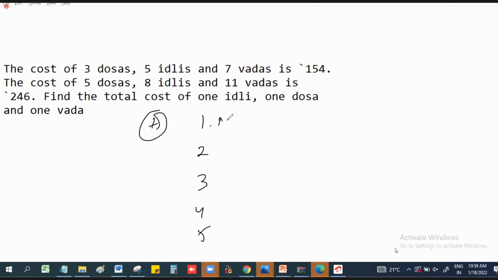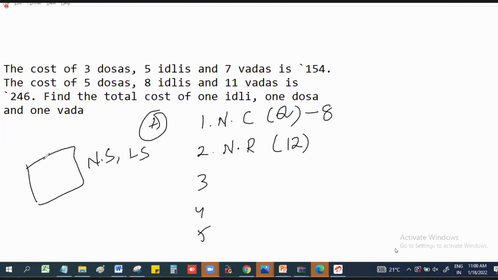The first one is numerical computation, which is quant questions. They'll give 8 questions. The second one is numerical reasoning. They'll give 12 questions, like number series kind of questions. Number series, letter series, and they'll give questions like this: 2, 4, and 3 dash kind of stuff.